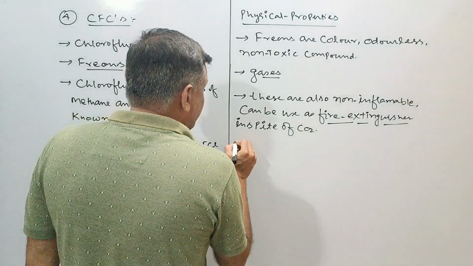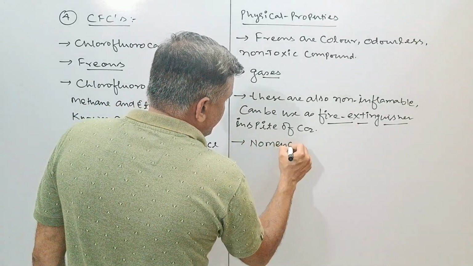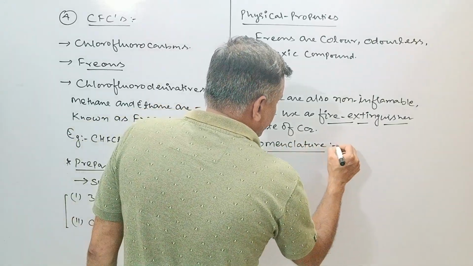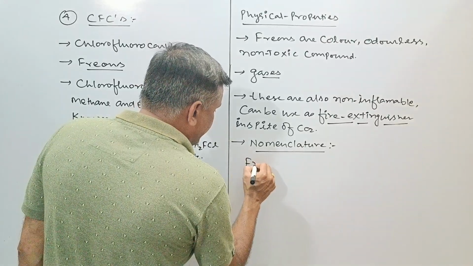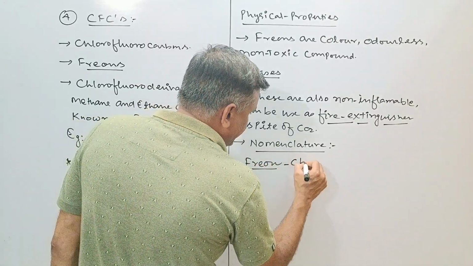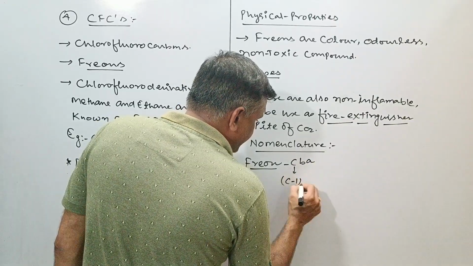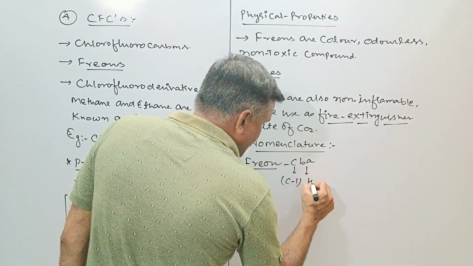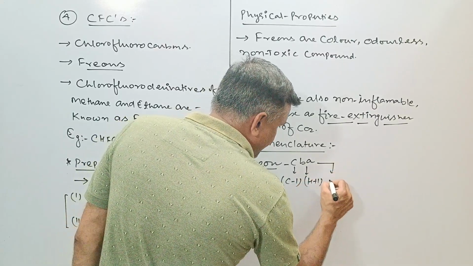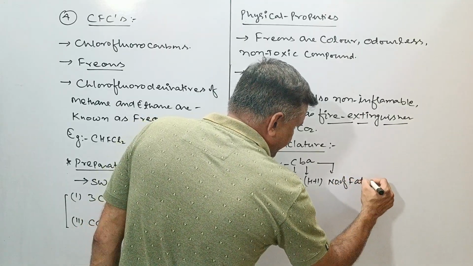Now the time to discuss about the nomenclature. How we can name the freon. So here we use, first of all, freon. Here we'll use CBA, where C means carbon minus 1, B means hydrogen plus 1, and A means number of fluorine atoms.